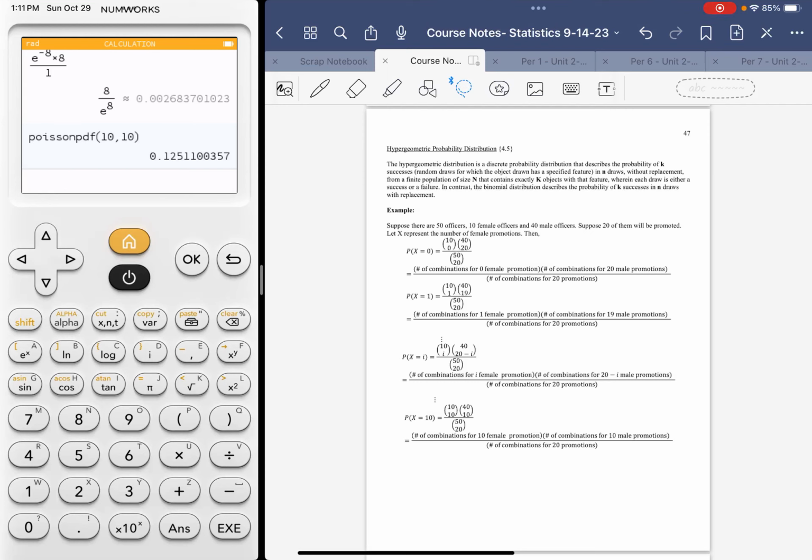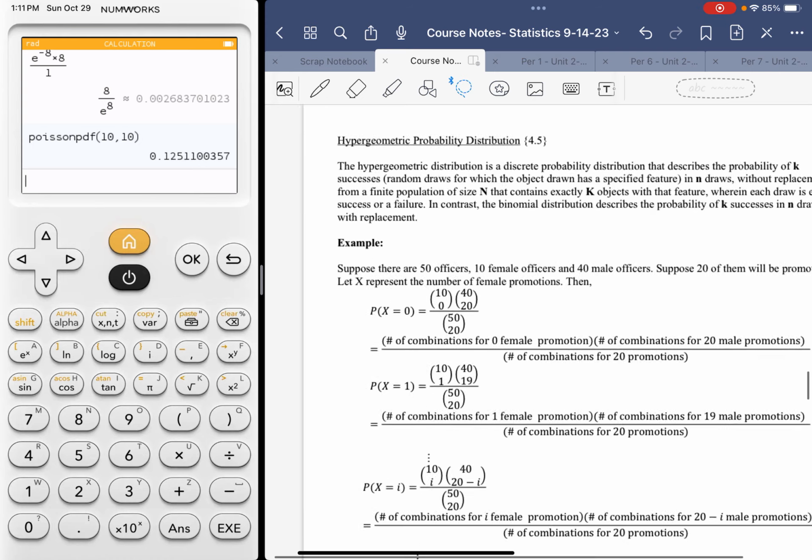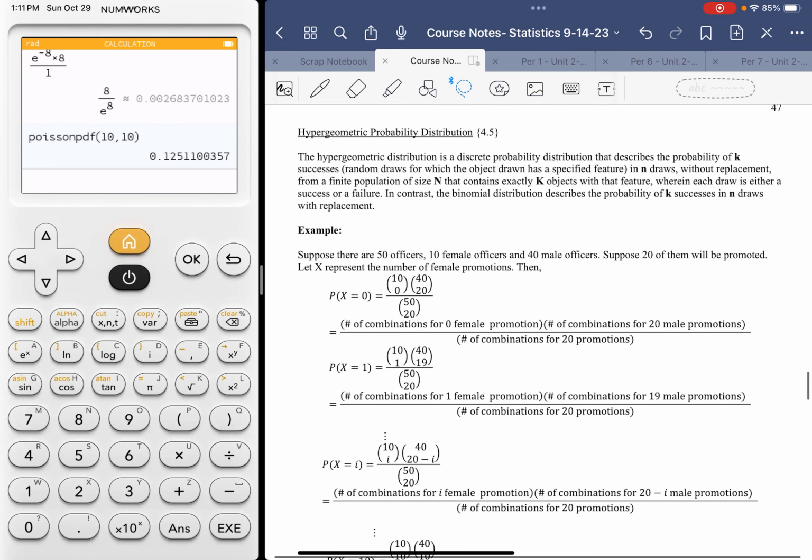Alright, so this video is on hypergeometric probability distributions. You have a model that's pretty complicated looking, but it's actually not too bad to work with. You could read the blurb there: discrete probability distribution with k successes and draws without replacement, finite population size n contains exactly k objects with that feature, and so on.